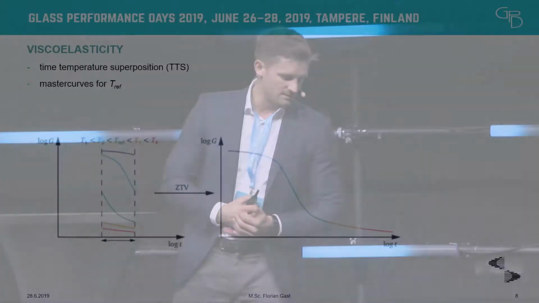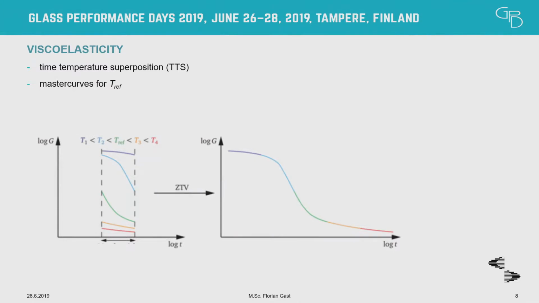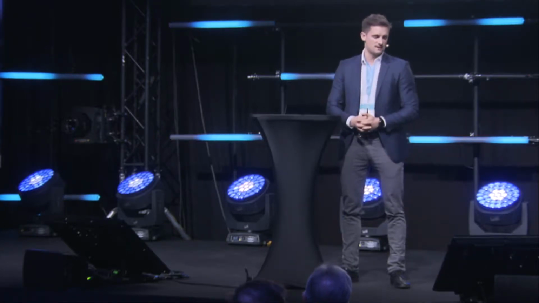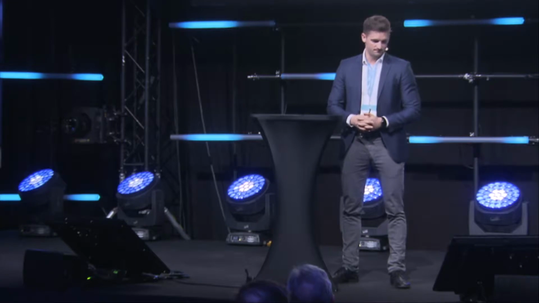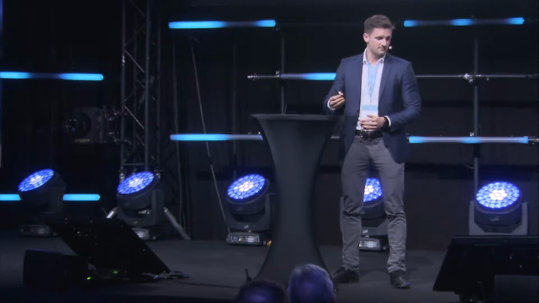If you then use the time-temperature superposition, with this data you have measured in a certain area of temperature and frequency, and if you put all these together, you can get master curves, and then you have a stable curve. For different reference temperatures you have different curves, and you have the behavior of the material depending on the time or the frequency shown very nicely.